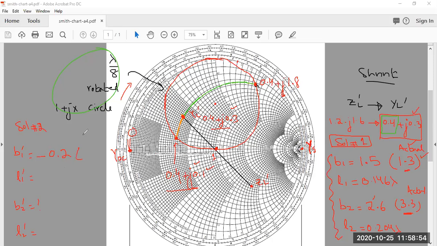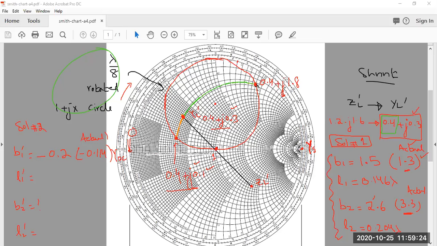Let me also write down the actual value, because my circle was not exact, so there is some error in that. The actual value that you will get is minus 0.114. But if you understand the procedure, it will not make any difference. This is how we find B1 dash. Now, if you want, you can still find L1 dash. So let me find L1 dash so that you understand the same process.